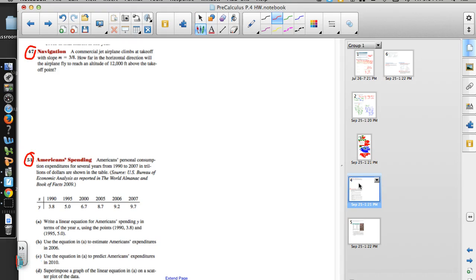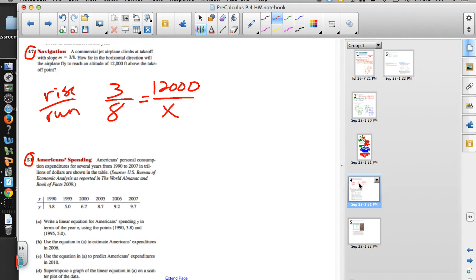A commercial jet airplane climbs at takeoff with a slope of 3/8. So rise over run is 3/8. How far in the horizontal direction will the airplane fly? Well, horizontal direction, that's the run. And how far in the horizontal direction will the airplane fly to reach an altitude of 12,000 feet above the takeoff point? That is the rise.